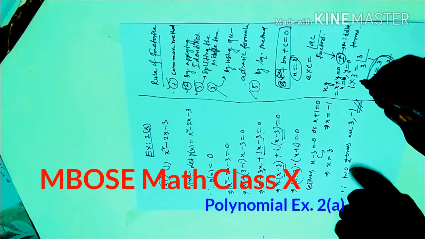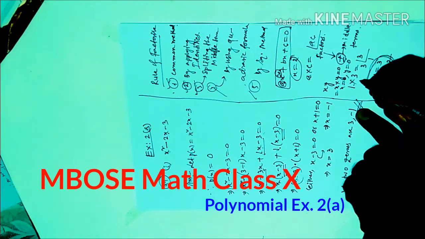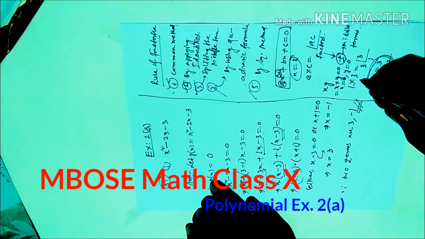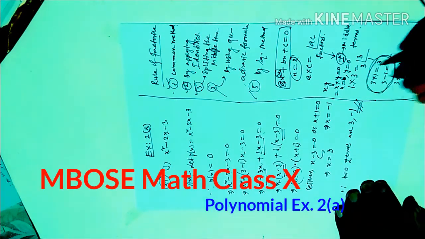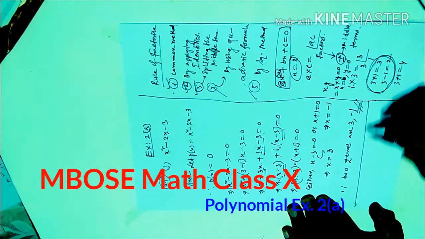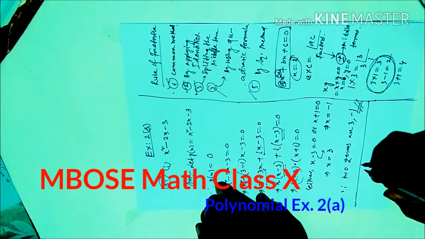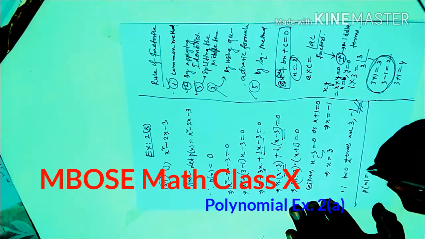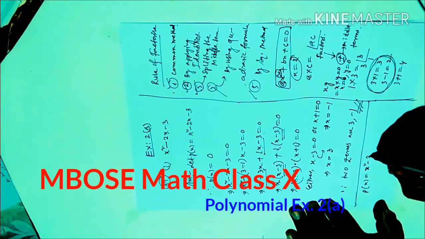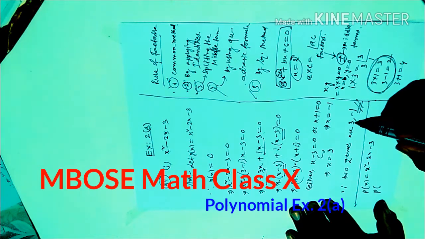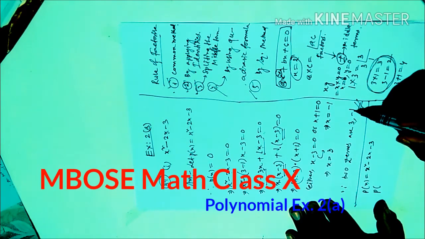You see here how many zeros? 2 zeros. One is 3, another is minus 1. If this value you apply here, then p(x) will be 0. For your mental satisfaction, I'll do it here. This is not important for you, but I am doing it for your mental satisfaction. Why do I write here p(x) equal to 0? You see here p(x) is given as x square minus 2x minus 3. So p(x) value, either you apply 3 or minus 1, you will get 0.